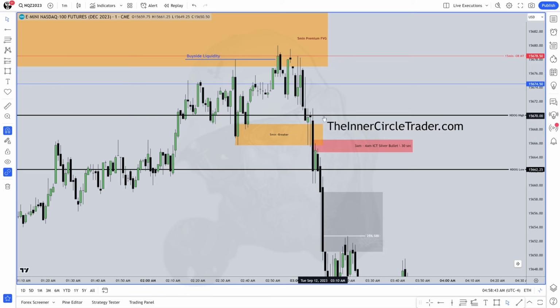What's this level right here? The new day opening gap high. And this level here, new day opening gap low. This up close candle is in what portion of that range? The premium side of it. In other words, between this level here and this level here, split that in half, right in here. So this up close candle is in the premium side of that new day opening gap.